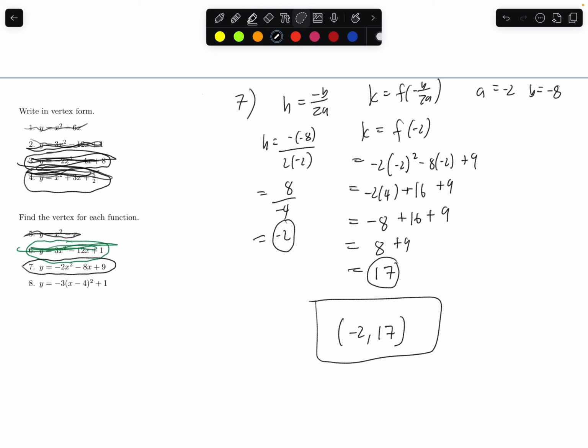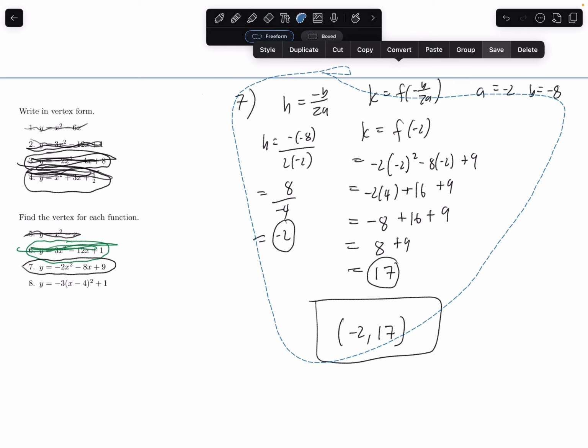Unless I made a silly error somewhere along the way, that should be what it is. Okay, one more to go, and the last one is looking like a nice easy one.